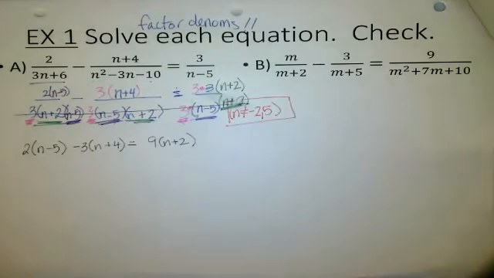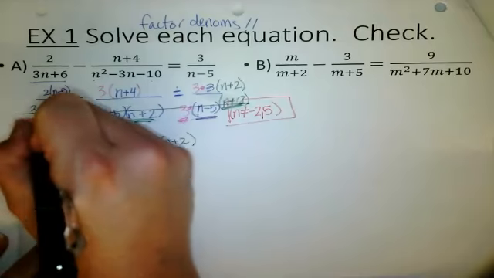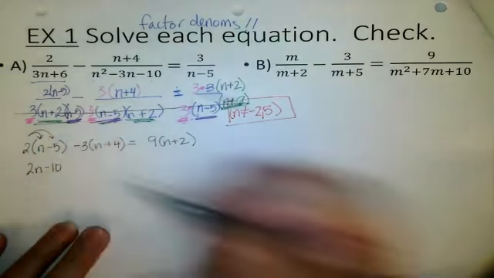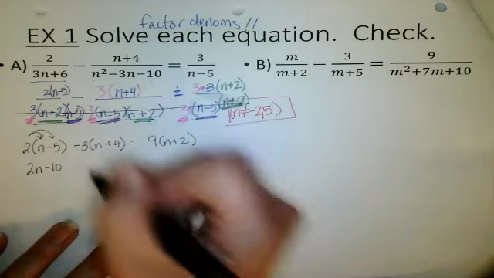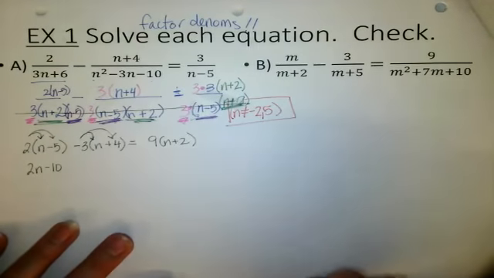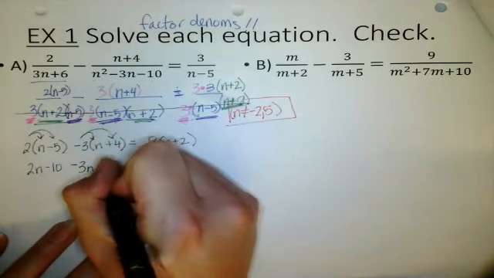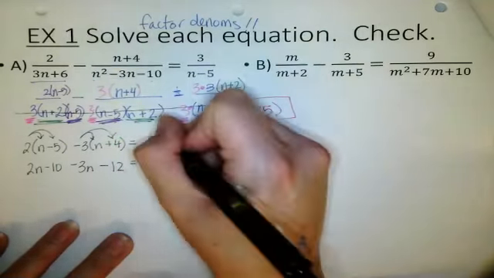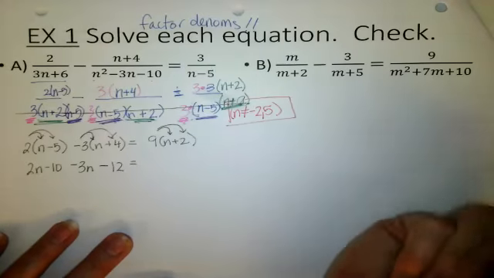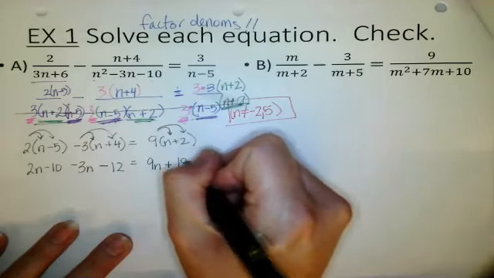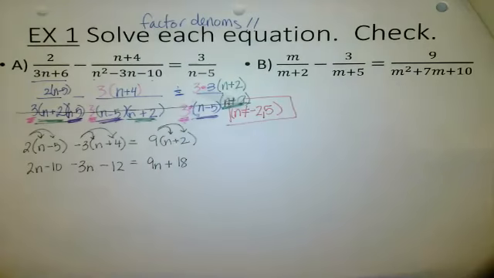What do we want to do? Distribute. We've got a lot of distributing to do. So we're going to distribute our 2, and what does that give me? 2n minus 10, and then I'm going to distribute my -3. What's that going to give me? -3n minus 12. Very good. And I'm going to distribute my 9, and that's going to give me 9n plus 18. Okay. All right. So that's kind of nice, right?